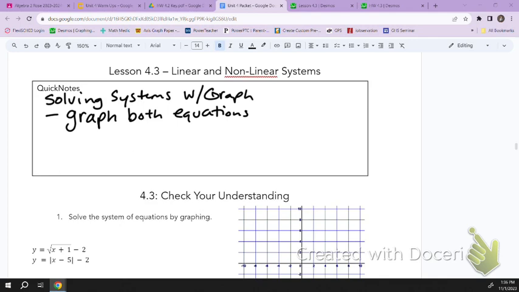After we graphed both equations, what did we look for after that? The point of intersection. There could be 1, there could be 2, there could be 3. What if we got no points of intersection? Then that means we have no solution.